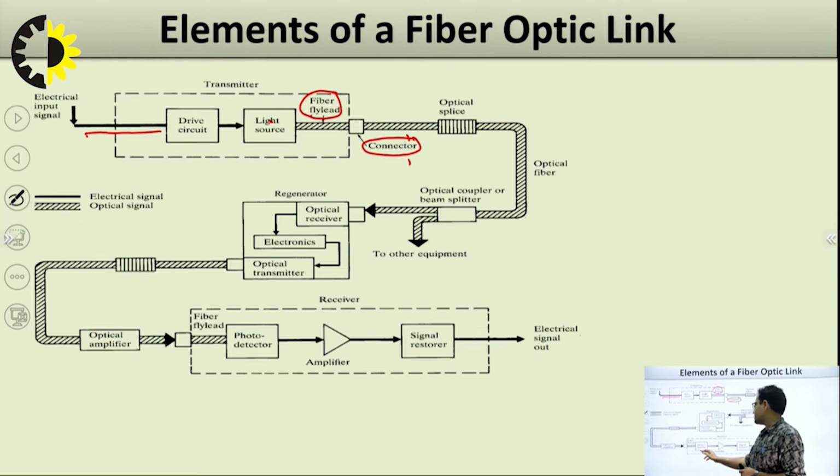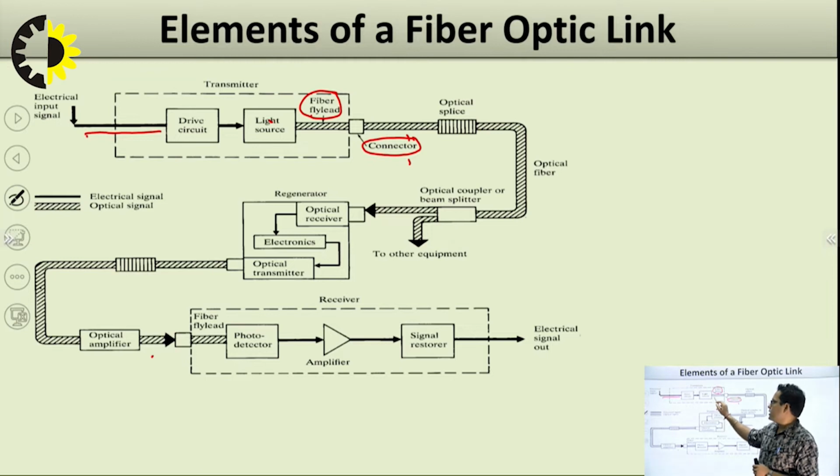So here there is again a fiber flyhead. Before the fiber flyhead, you have a connector. That connector is used for connecting a medium, that is optical fiber, with the input of the photodetector. That photodetector is responsible for converting an optical signal into an electrical form.